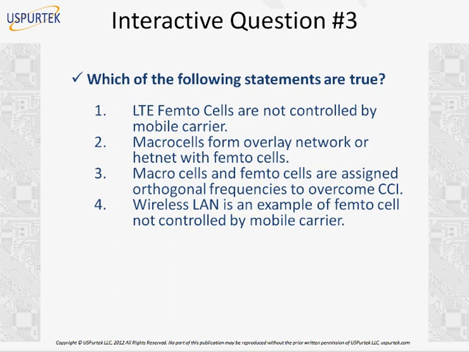Okay, let's see which of the following statements are true. LTE femto cells are not controlled by mobile carriers. Macro cells form overlay network or HETnet with femto cells. Macro cells and femto cells are assigned orthogonal frequencies to overcome CCI. Wireless LAN is an example of femto cell not controlled by mobile carrier. So take a moment and write the answer, which one you think is true.